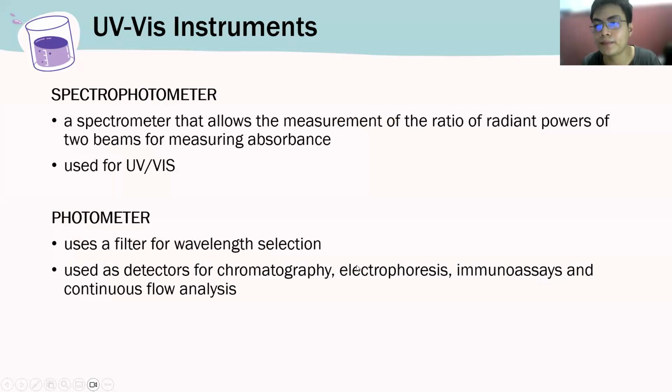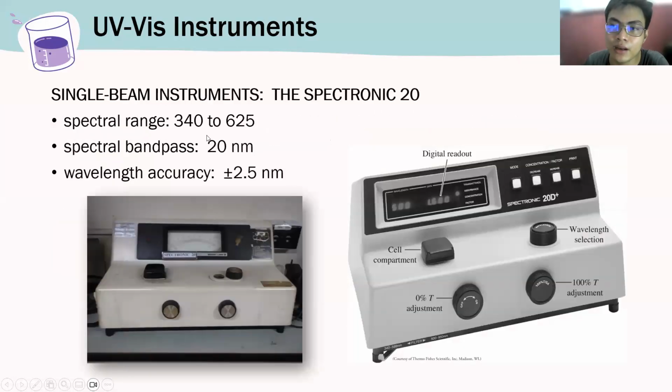Okay? So ito yung pinakaunang version ng UV-Vis. Meron pa na ito sa Ateneo and it's still working. Kasing edad ko siya actually. 1998 yung single beam photometer doon. Okay, so as you can see, it's a rectangle.